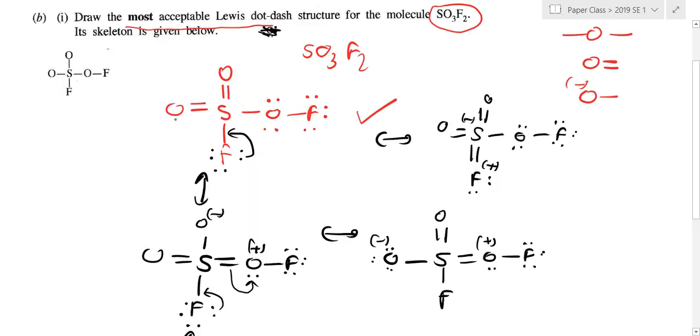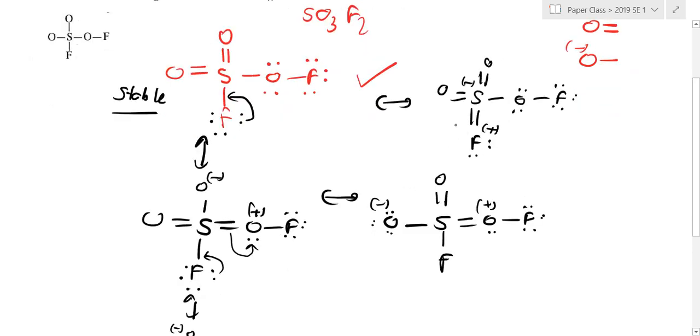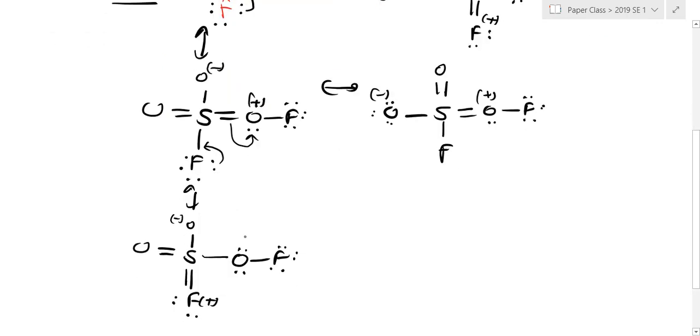But this is the stable one actually. Let's compare these two. Which is the most unstable one? The most unstable one is this one, because fluorine has the plus charge. In here the oxygen has the plus charge. Fluorine, the element with the highest electronegativity, containing a plus charge means more unstable. This is the most unstable one. In here also fluorine got the plus charge. It is more unstable than a plus charge on the oxygen. Right? Likewise.